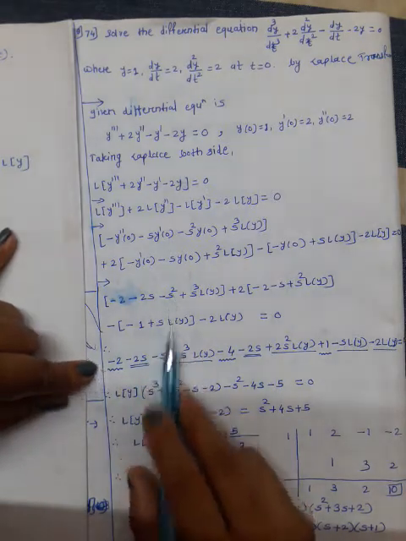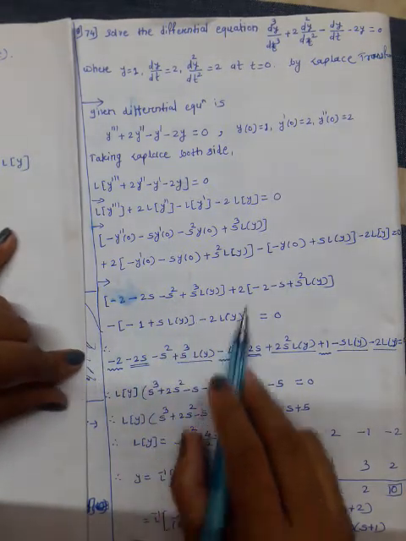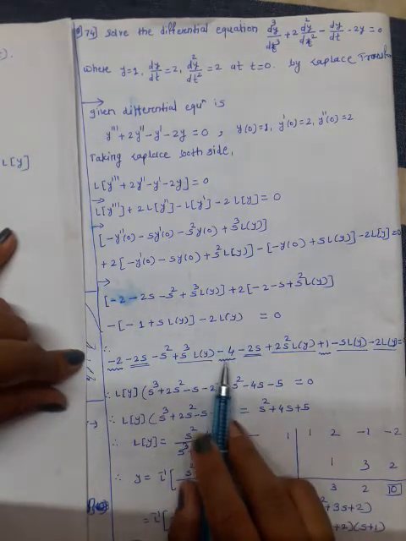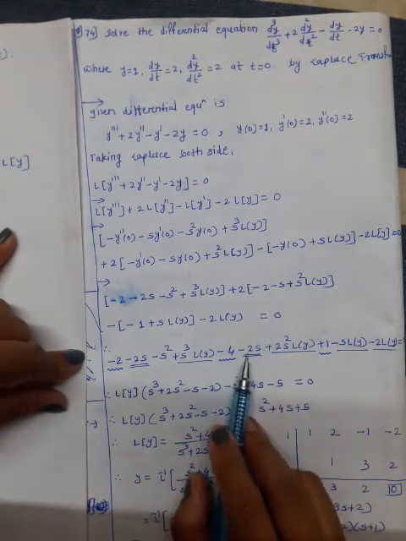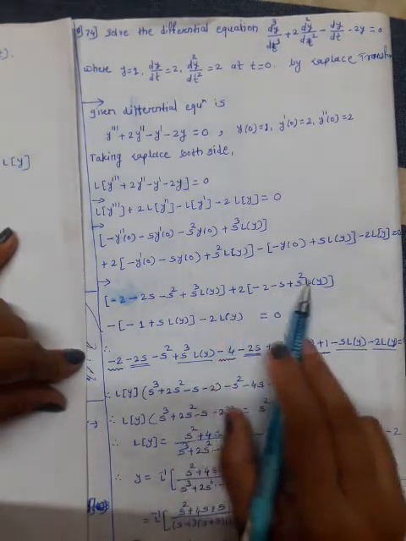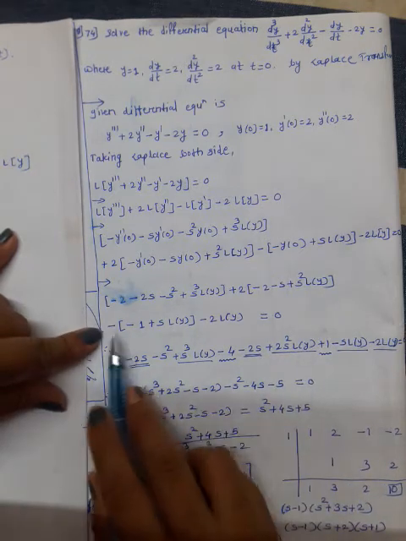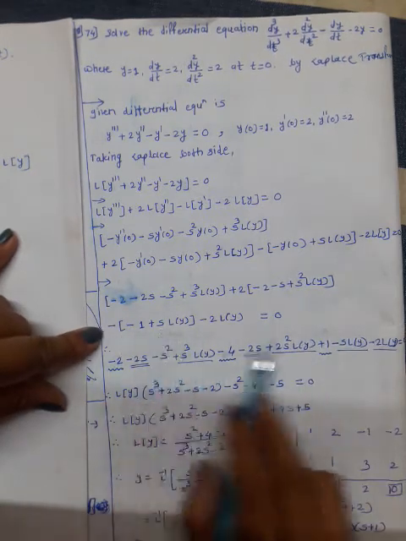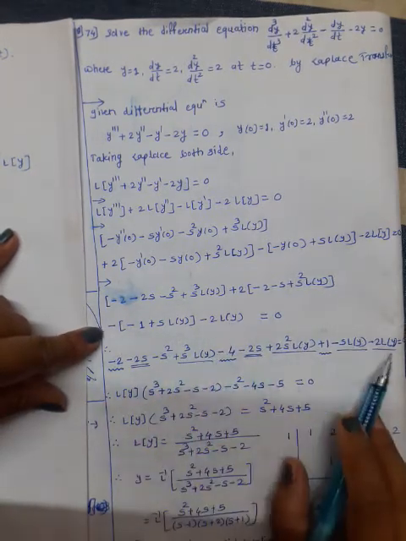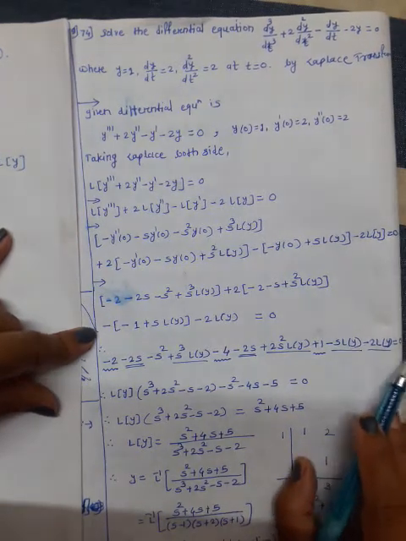Minus 2s minus s square plus s cube L of y minus this, minus minus plus, minus minus 2 to the 4, minus 2s plus 2s square L of y, plus this is minus minus plus 1 minus s L of y minus 2 L of y is equal to 0.